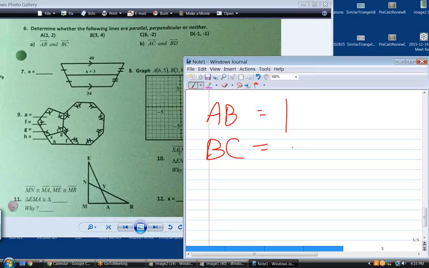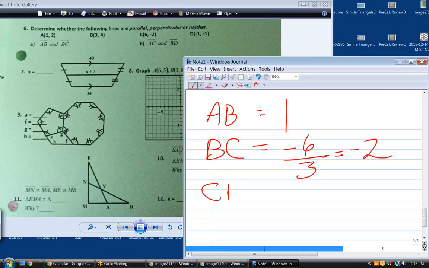BC is 3, -6. Now always subtract the y's first. Your rise is the difference in the y's. Okay, so -6, 3. -6 is the numerator. What's the denominator? 3. So that slope is -2.